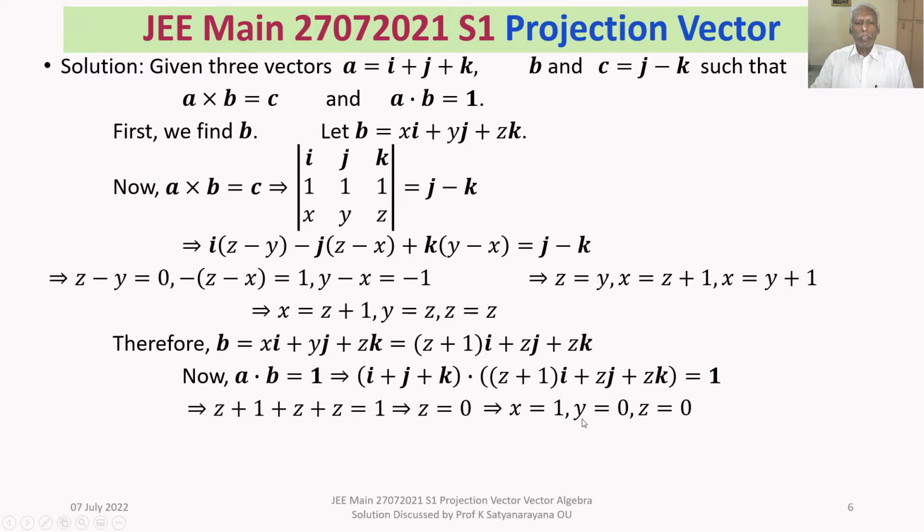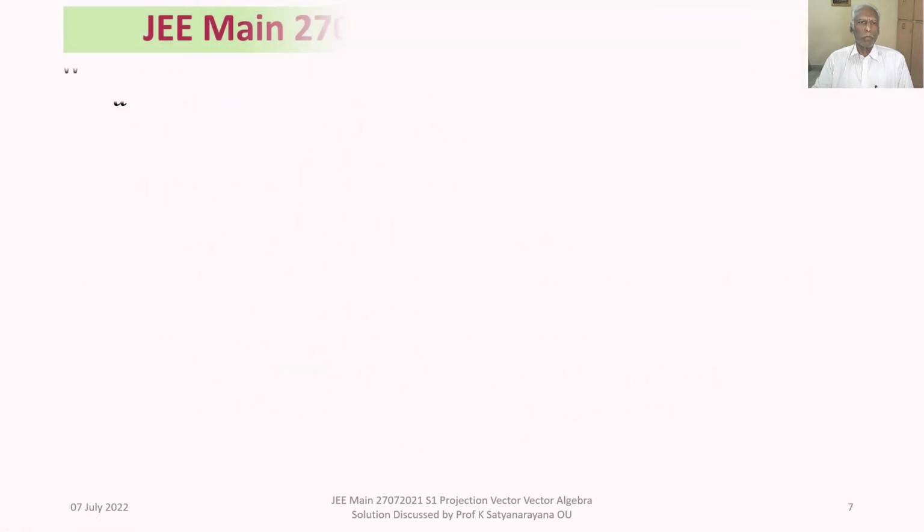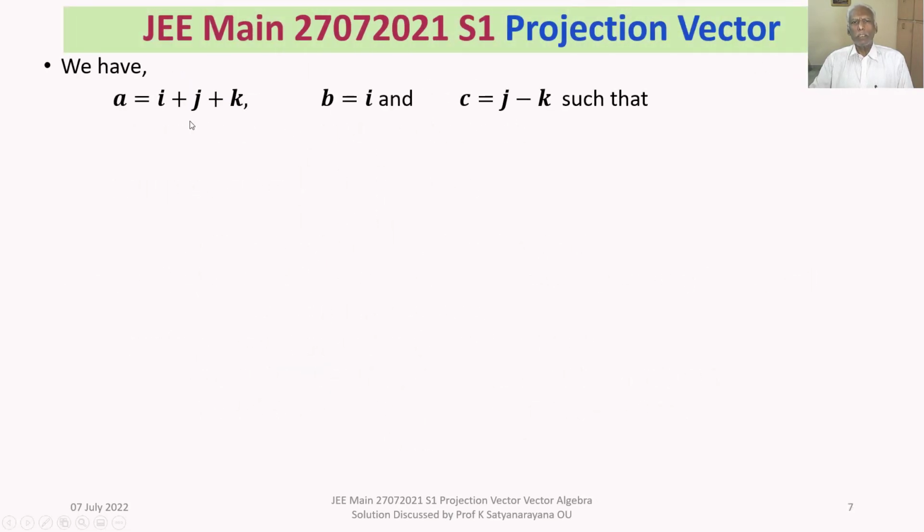So now, what is the vector B then? Therefore, the vector B is xi plus yj plus zk, which is i only. B is equal to i. Thus, we have found the vector B. Now, we proceed further in the next slide. So, we have these three vectors now.